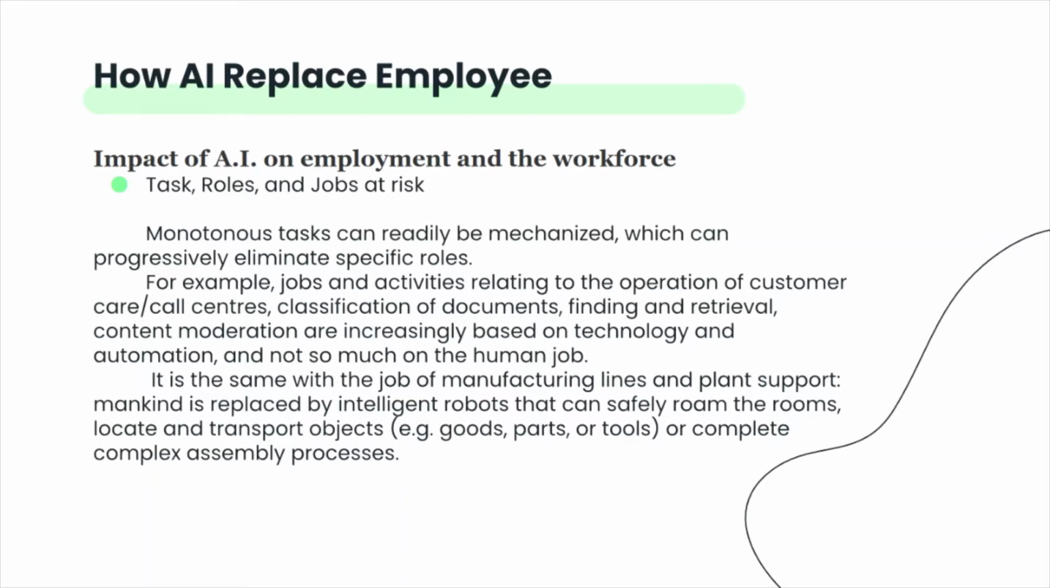Humans are being replaced by smart robots that can safely navigate the space, find and move objects such as products, parts, or tools, or perform complex assembling operations. AI proved to be very effective in handling even more complex activities, thus requiring processing of multiple signals, data streams, and accumulated knowledge in real time. A characteristic case is the autonomous vehicle that can capture and understand the environment and its dynamics.